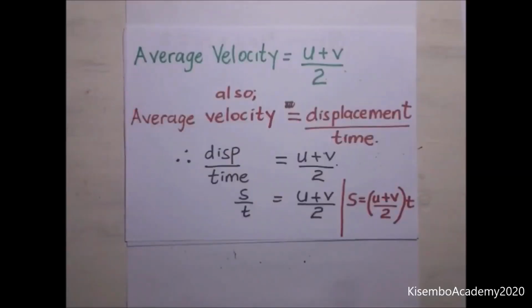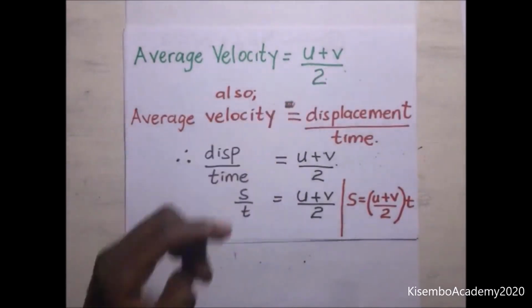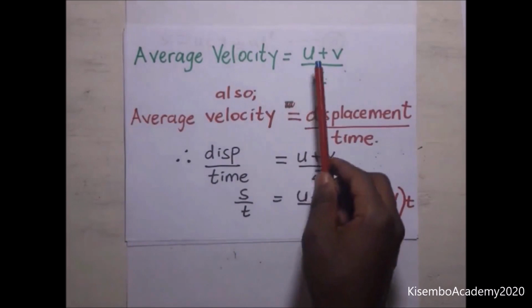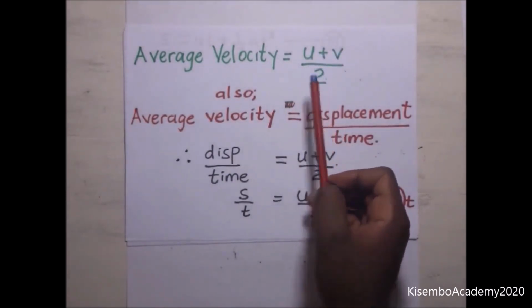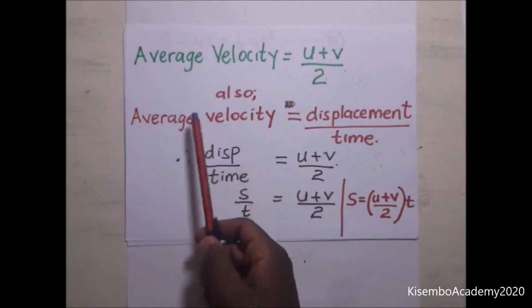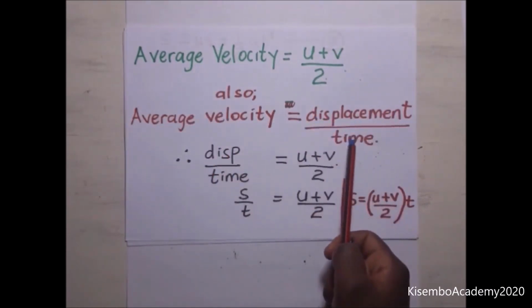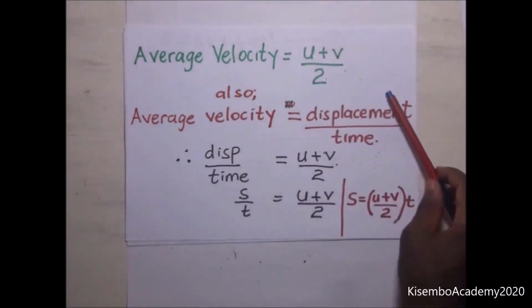If we are not to use the graph to find the second equation of motion, we can relate it this way. We know that average velocity is initial velocity plus final velocity, divided by 2. And another formula for average velocity is displacement divided by time. So we are going to equate this to that.